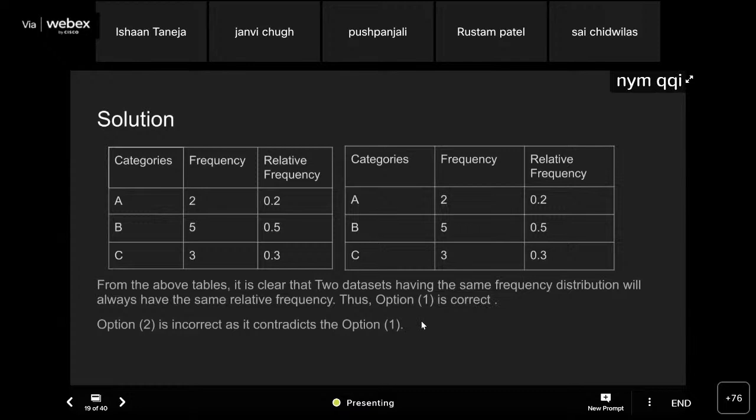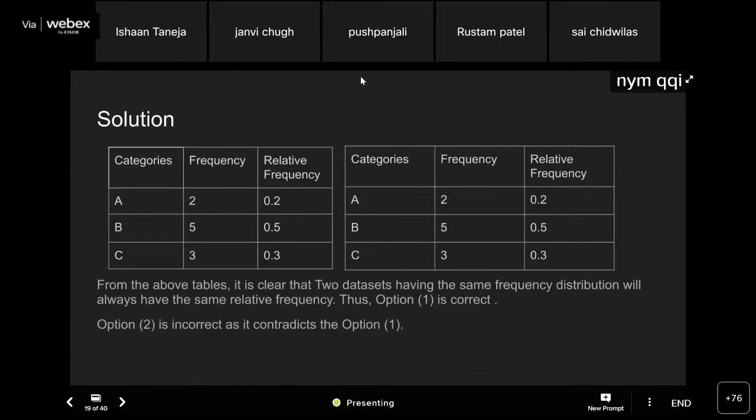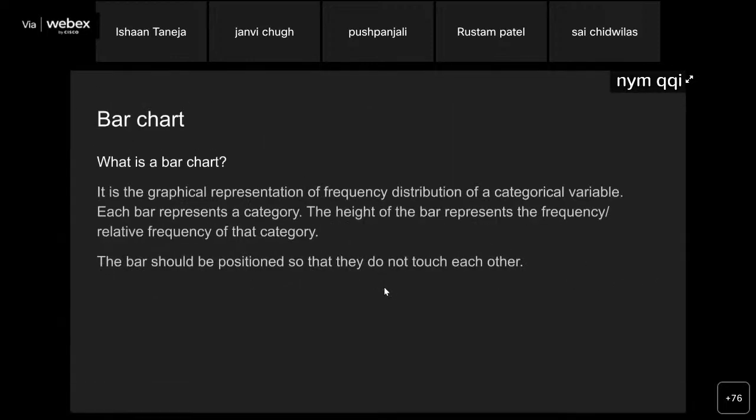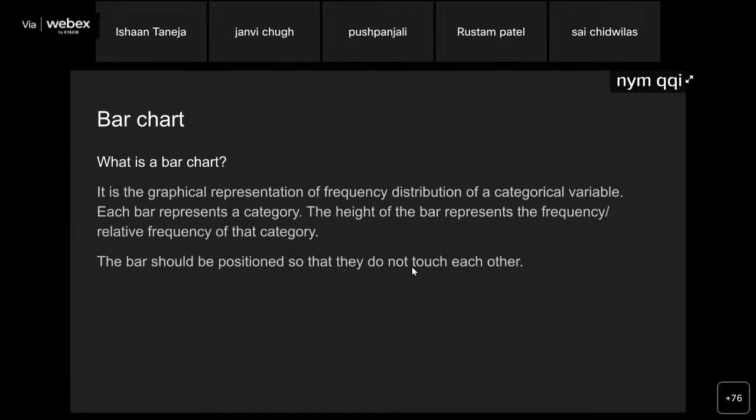And option 2 is contradictory to option 1. So if option 1 is correct, then option 2 cannot be correct. And option 3 we discussed 2 questions back, it's an incorrect one. Any doubt in this, anyone till now? No, sir. Okay, so option 3 is incorrect. We did that too. Okay, now moving forward to the visualization part or the plotting thing which we do.